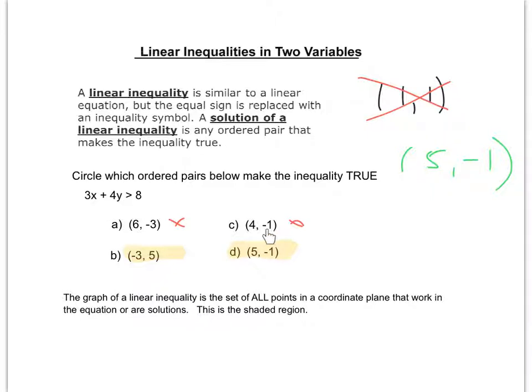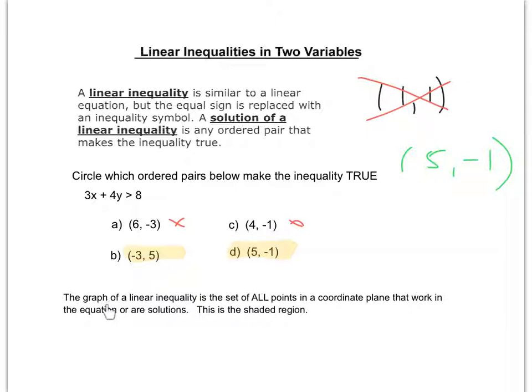C, 4, comma negative 1, does not work. 3 times 4 is 12, plus 4 times negative 1 is negative 4. 12 plus negative 4 is 8. 8 is not greater than 8. So therefore, that one did not work. And D, sorry, we just did it. I should have looked ahead. D did work because 3 times 5 is 15, plus 4 times negative 1 is 11. 11 is greater than 8.